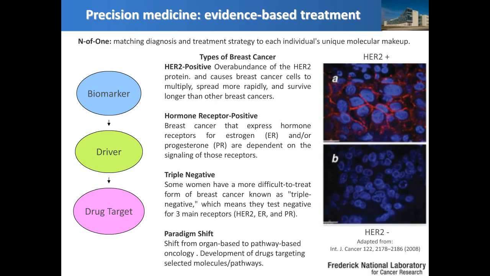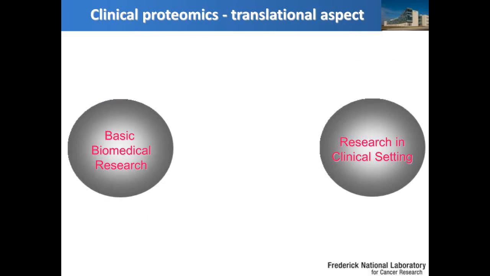Here we need to be aware of what is really happening. It's a paradigm shift. It is a shift from organ-based to pathway-based oncology, and really the development of drugs targeting selected molecular pathways. And that is a luxury of breast cancer that the other cancers don't have. So proteomics is one way, clinical proteomics, that we can address that issue.